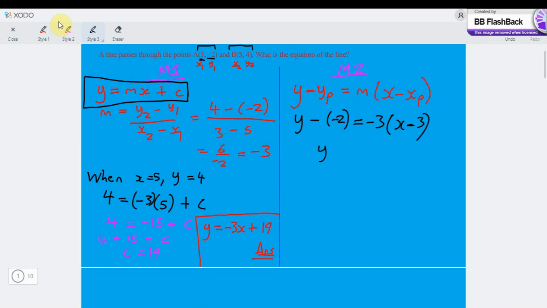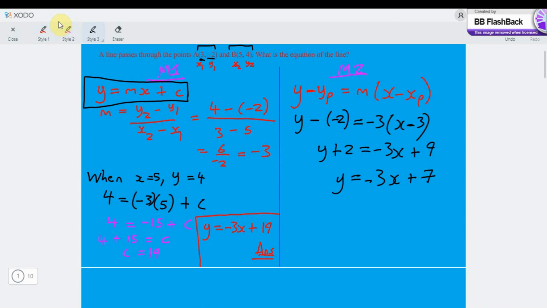So in that case, it becomes y plus 2 equals negative 3 times x, which is negative 3x when you expand into the bracket, and negative 3 times negative 3 is positive 9. Now we're expanding, so we subtract 2 from both sides, giving us y equals negative 3x, 9 minus 2 gives plus 7. And this would be the equation of the line. Now clearly we went off somewhere.